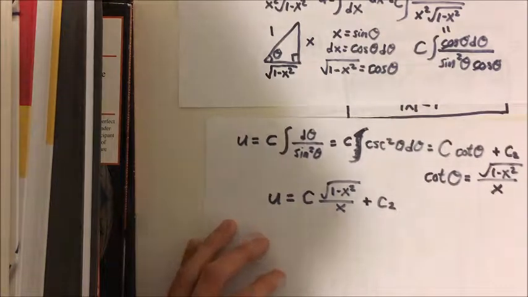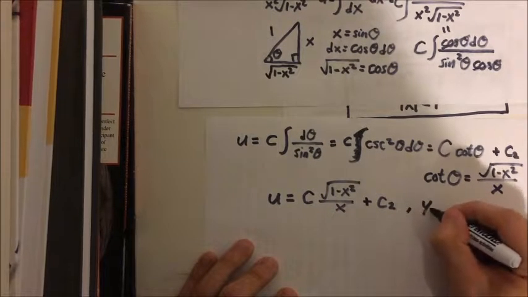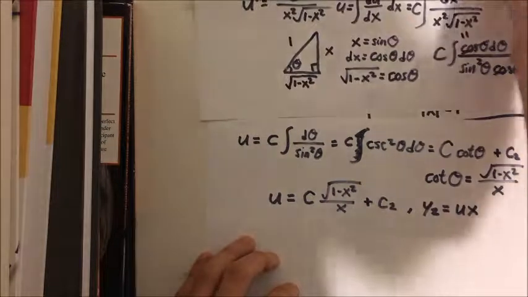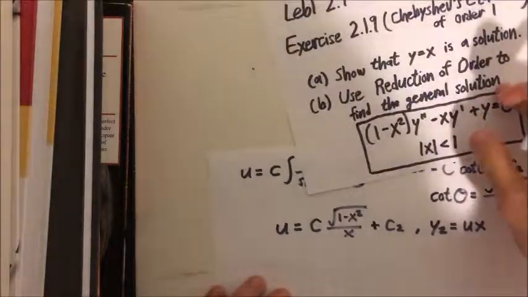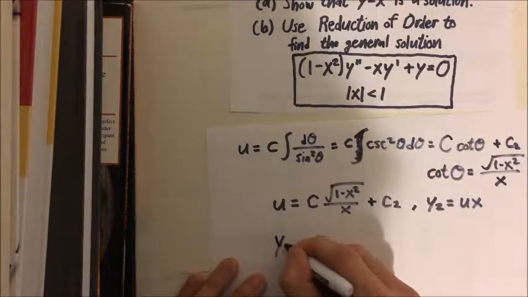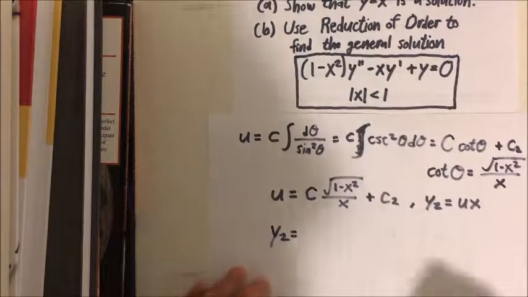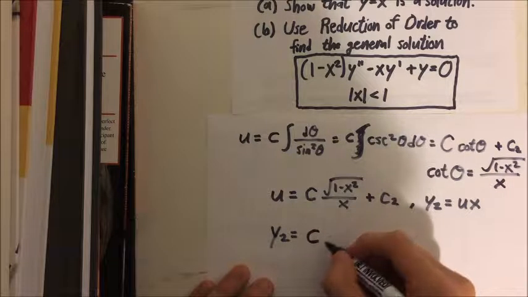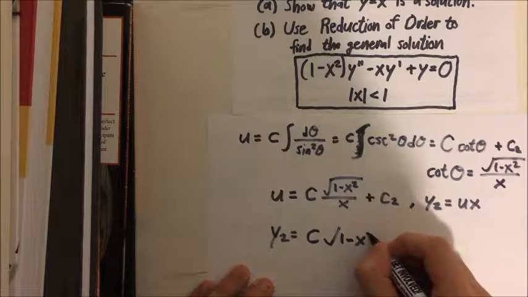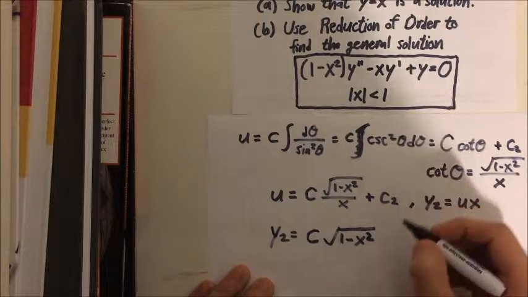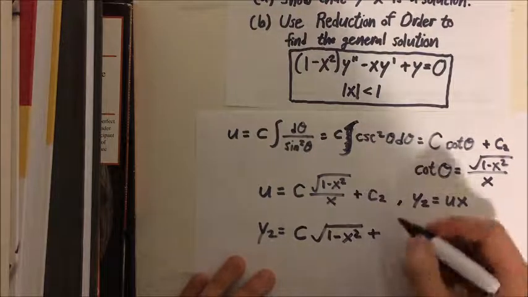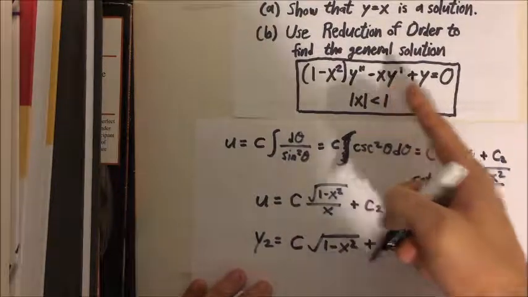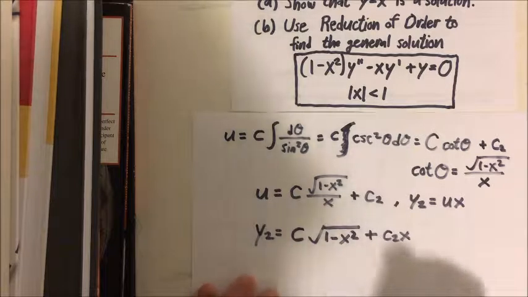If you remember all the way at the very beginning, we said that y2 is equal to u times x. So doing that will give us our final y2 is equal to this whole thing times x. The x cancels out here. C times square root of 1 minus x squared plus c2 times x. And again, we know that y equals x is a solution. So this is our whole thing, our general solution.